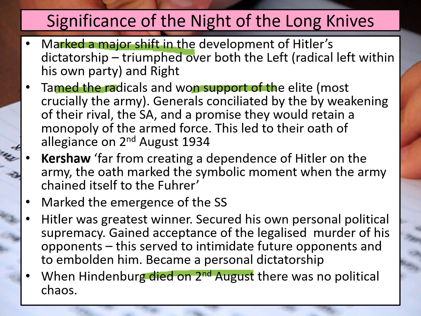And Kershaw's described that oath of allegiance as being one where essentially there was a symbolic moment when the army chained itself to the Führer. So it's really crucial for the future of Germany, the creation of this police state, the fact that the army now is loyal to him. It's really representing this shift towards a dictatorship that maybe would have never happened if it hadn't been for this event. So it's certainly true that by the end of this event, Hitler has been the greatest winner. He's gained the acceptance from the German people for his actions, but he's also crucially gained the acceptance of the army.